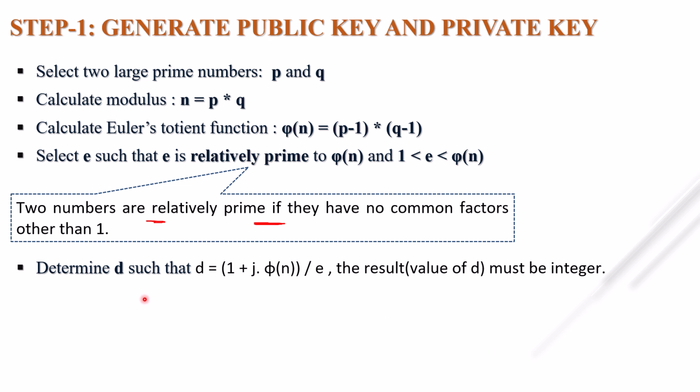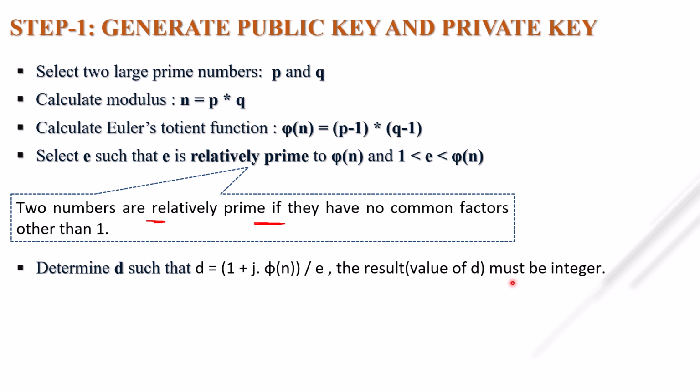So determine D such that D is equal to 1 plus j into the totient function of n, divided by E. The result of this expression must be an integer, then that particular integer value will be the answer for D. Okay, I will explain this in the next slide. Step number 1, with the help of taking the values of P and Q. Okay, how we are finding this D, I will explain in the very next slide.